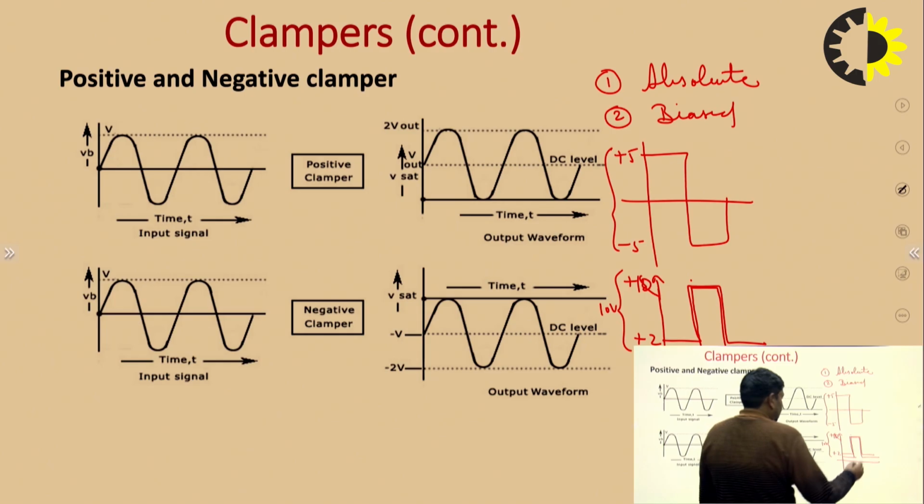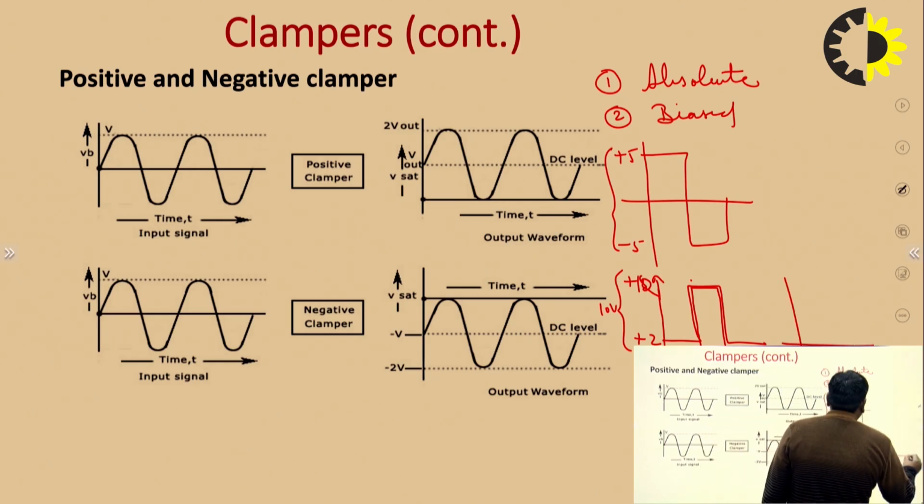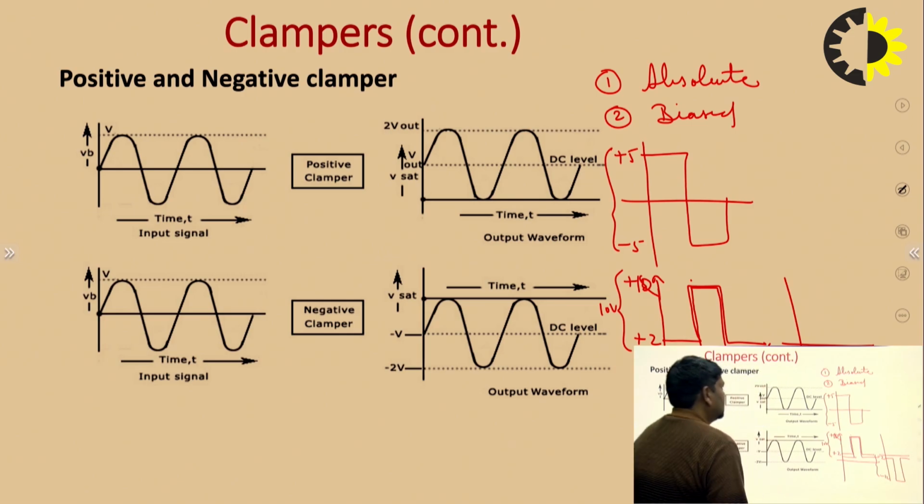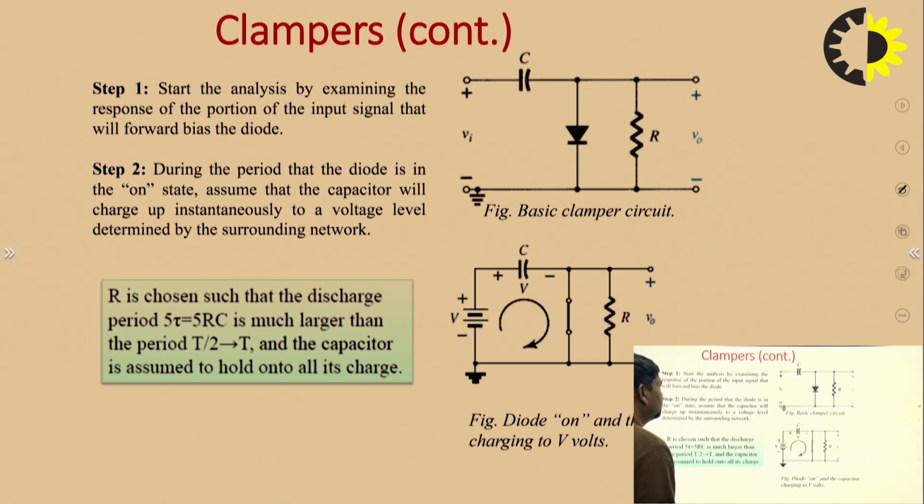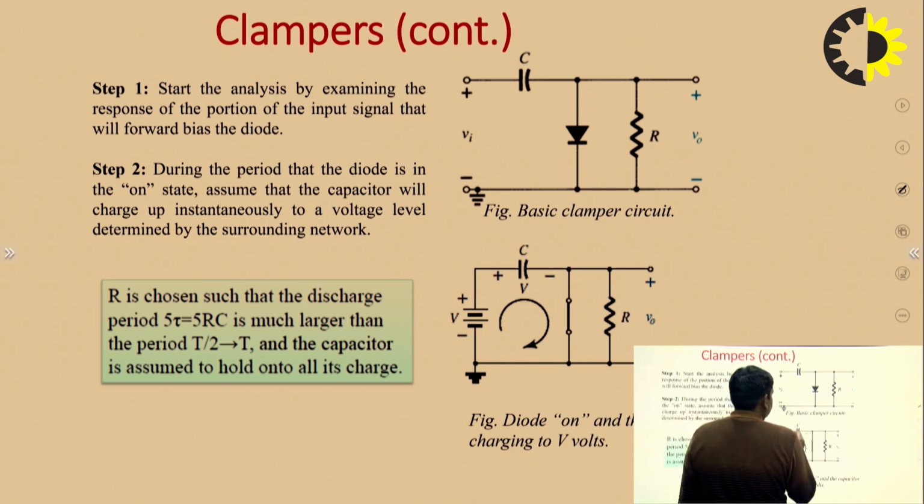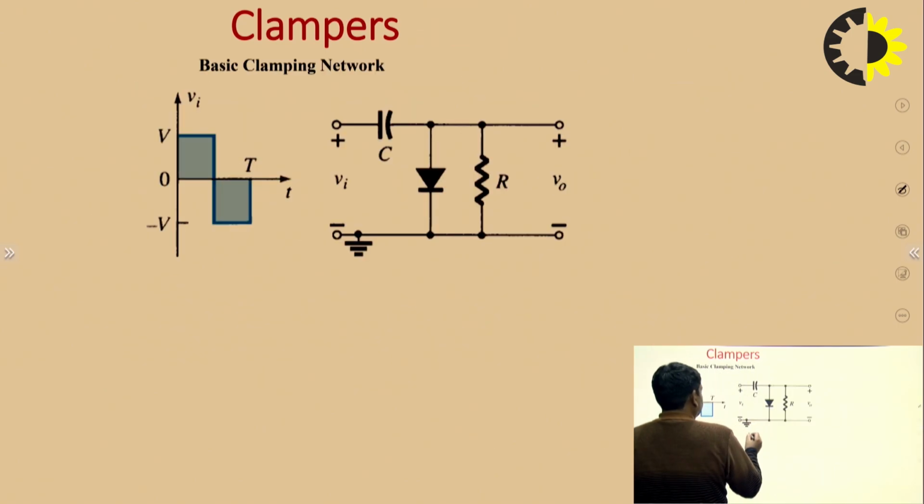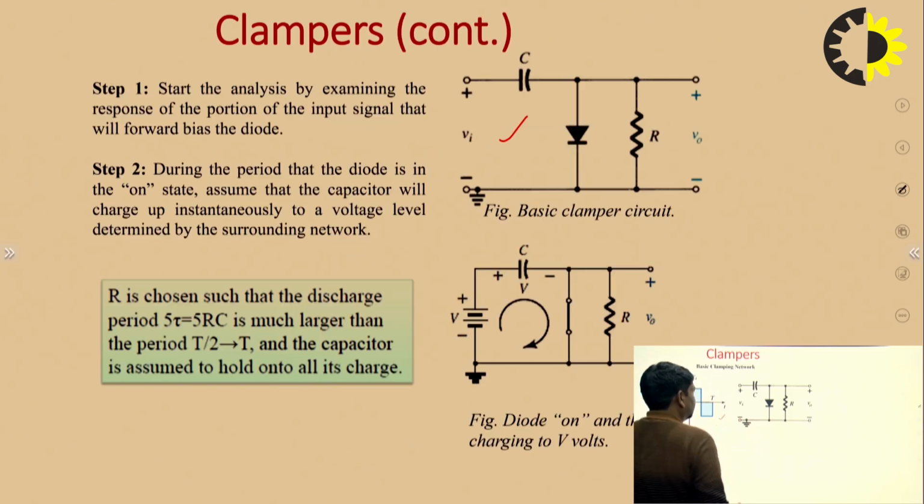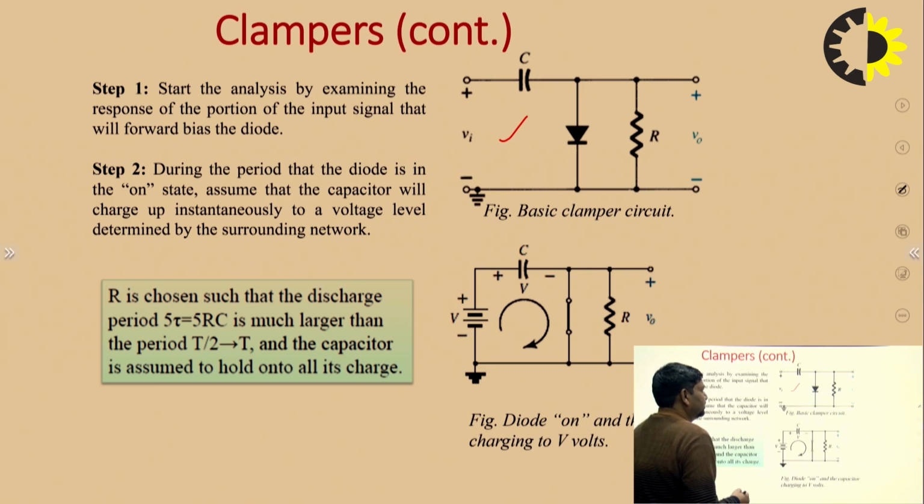But in the case of the negative bias clamper circuit, if I say this is minus 2 to minus 12, the DC level is the same, 10 volts. Such a circuit is called the bias negative clamper circuit. So this is an example of positive and biased clamper circuits, and this is the example of an absolute clamper circuit. Another example we have to take is for the bias clamper circuit.